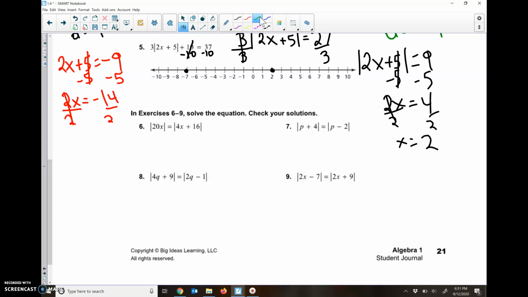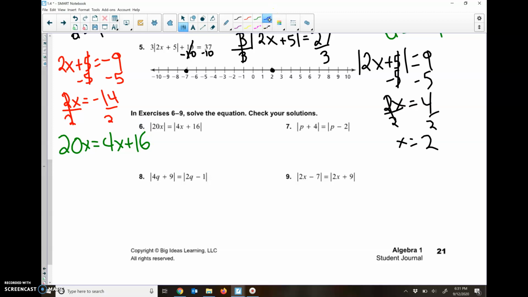Step 2, we're going to write it with positive answers just like how it is. So 20x equals 4x plus 16. Just like how it's written.